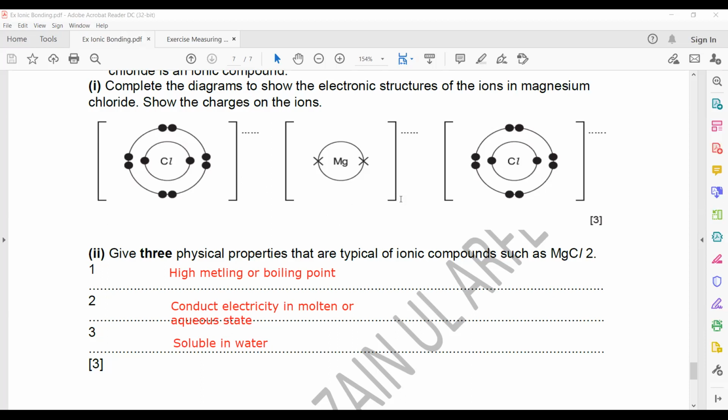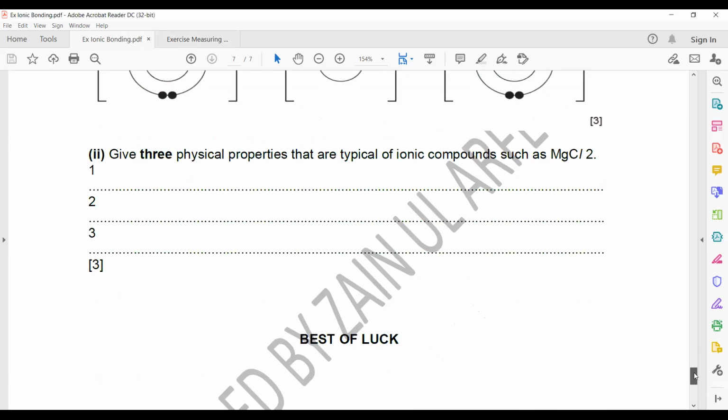Even in the exam, if they change this question, for example, if they say write the physical properties of potassium iodide, you should not change your answer. Your answer should be the same. If they say write the properties of calcium chloride, because they are all ionic and ionic compounds have the same physical properties, that's why we can write the general physical properties of an ionic compound.